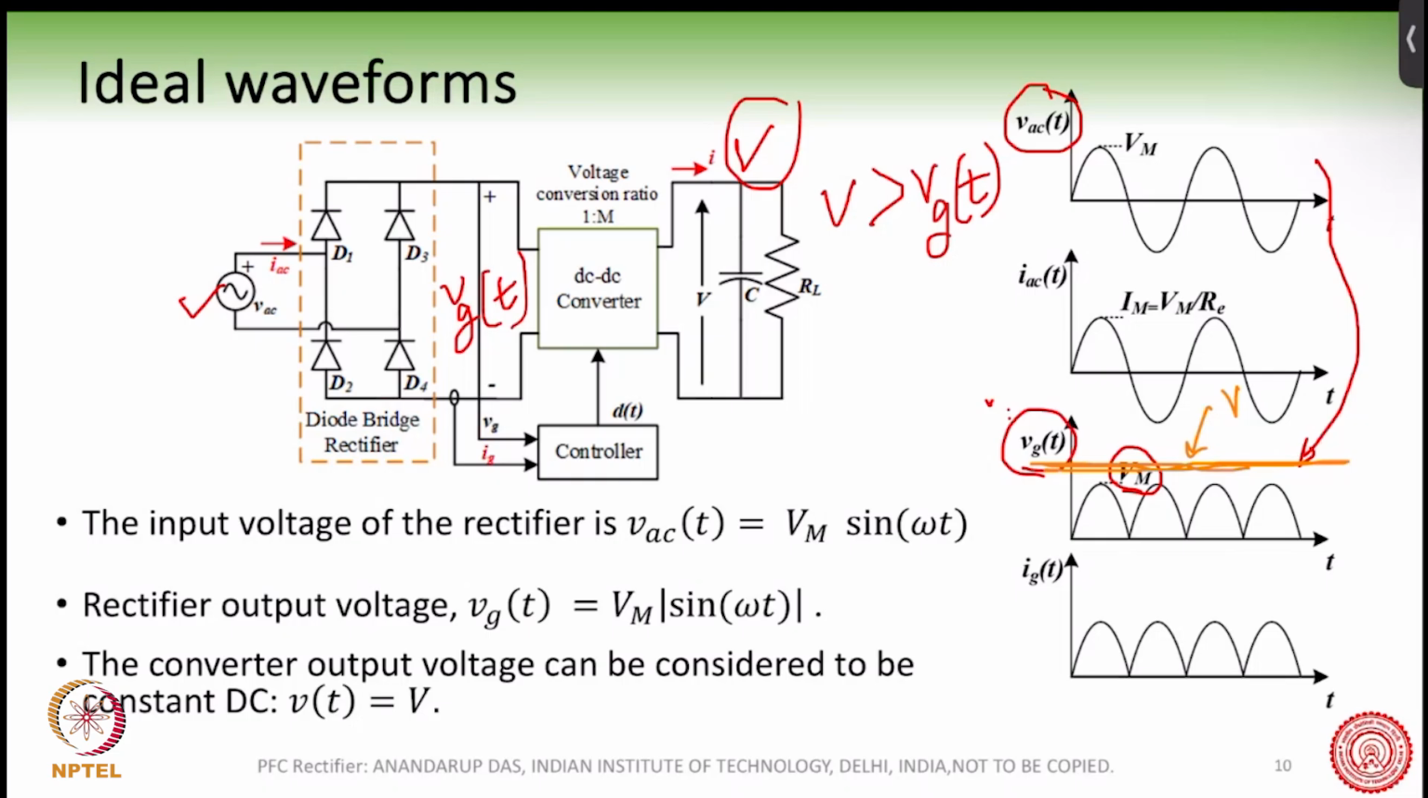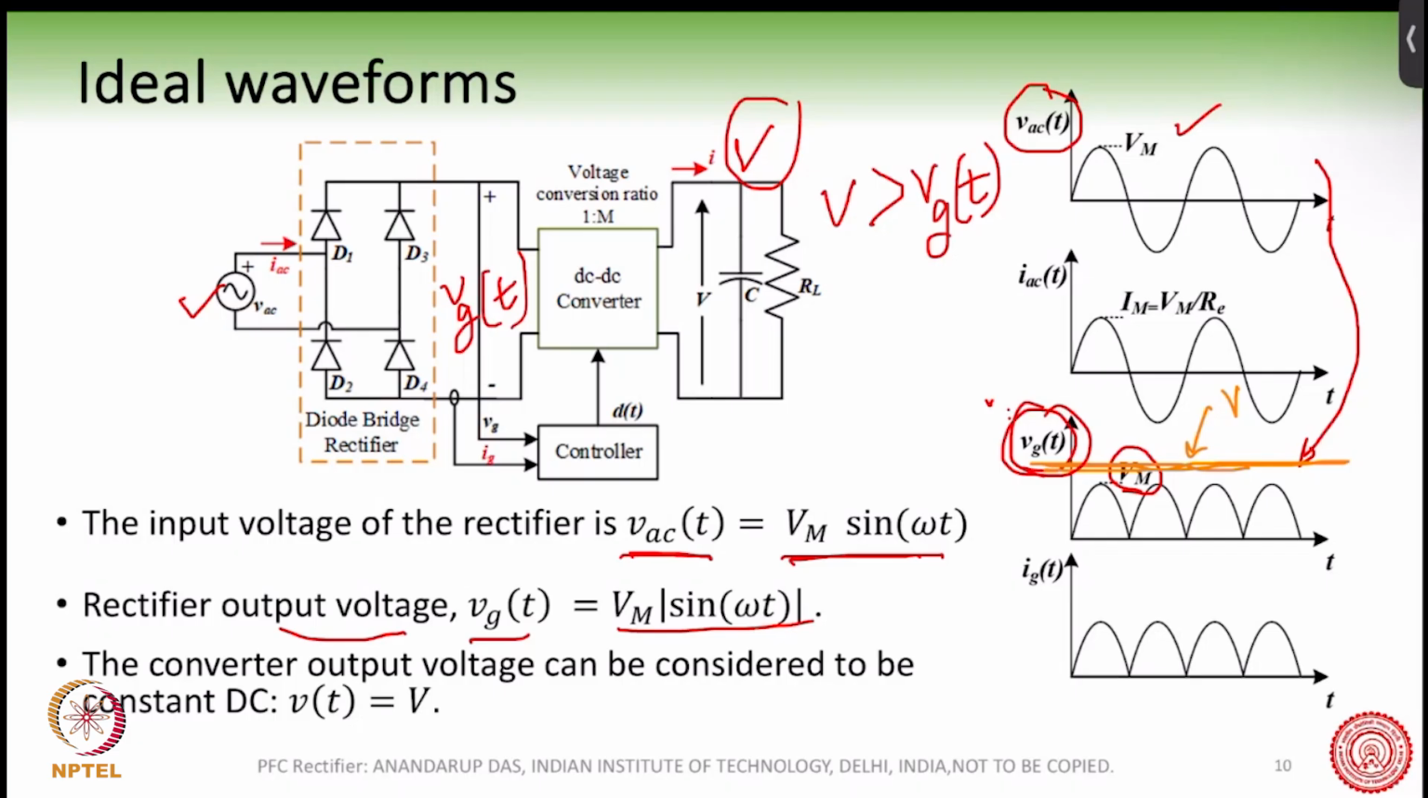Now with that understanding in our mind, we can start writing the expressions. The input voltage of the rectifier is VAC. So this is VM sine omega t, which is shown here, and the rectifier output voltage, which is VGT, we have already shown is VM mod of sine omega t, right? Because we have rectified it.